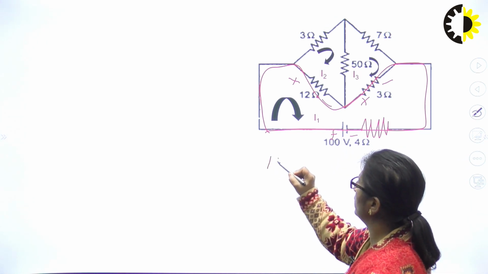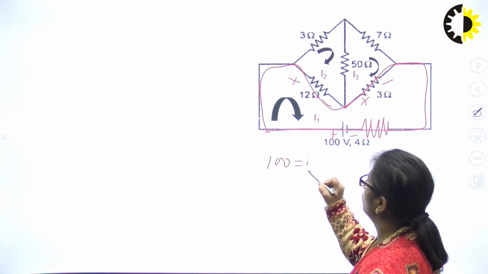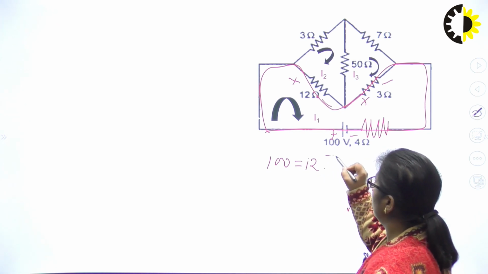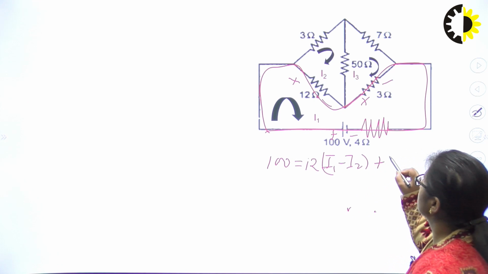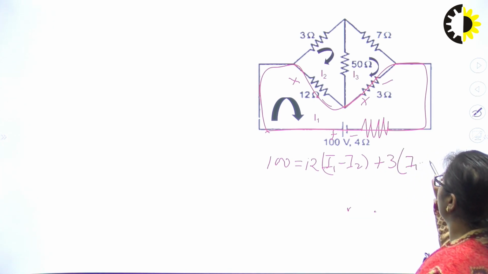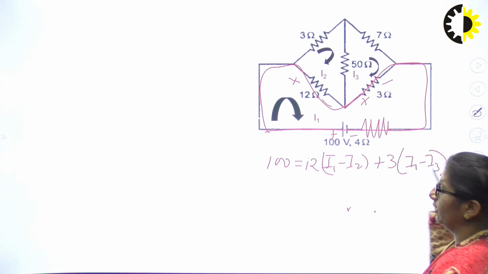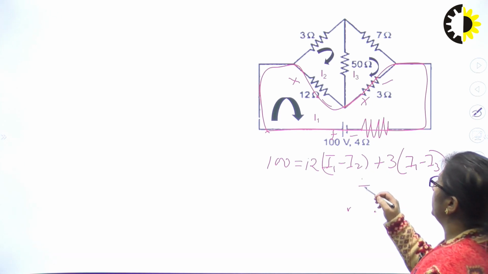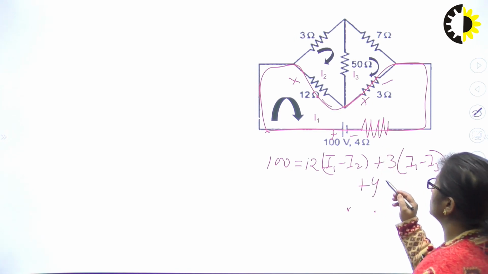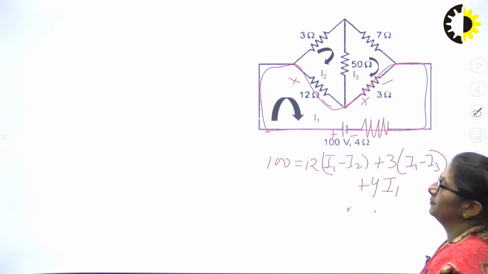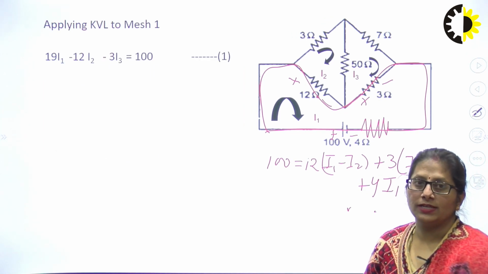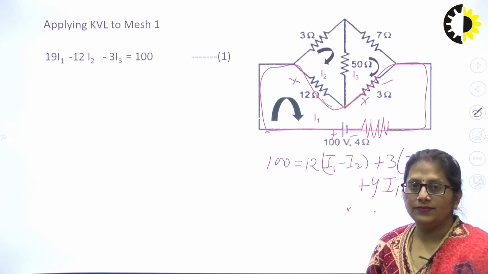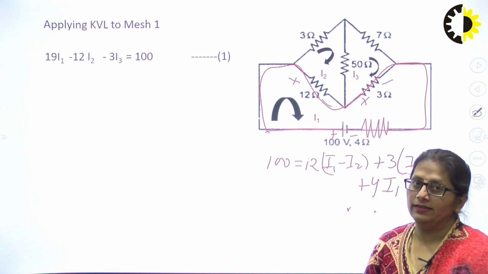That means 100 is equals to 12 times I1 minus I2 plus 3 times I1 minus I3. One more left, that is 4 plus 4, but the current in 4 ohms is only I1, right? Resolving it, I may be getting the equation as 19 I1 minus 12 I2 minus 3 I3 is equals to 100. Fine. This is for mesh 1.